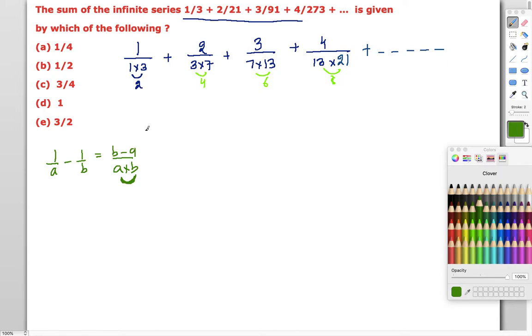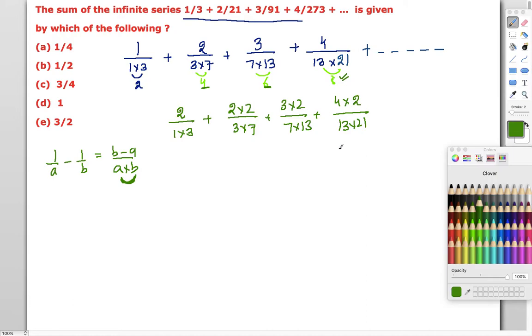So to make a difference here, I'll multiply the first term by 2 and divide by 2. So it comes out to be 2 upon 1 into 3. Plus, here the difference is 4. So 2 is already there. So I can say that is 2 into 2 upon how much? That is 3 into 7. Here the difference is 6. So I'll multiply this by 3 into 2. That is 6 upon 7 into 13. Next the difference is 8. So I can say the numerator is 4 into 2, which is 8, upon 13 into 21.